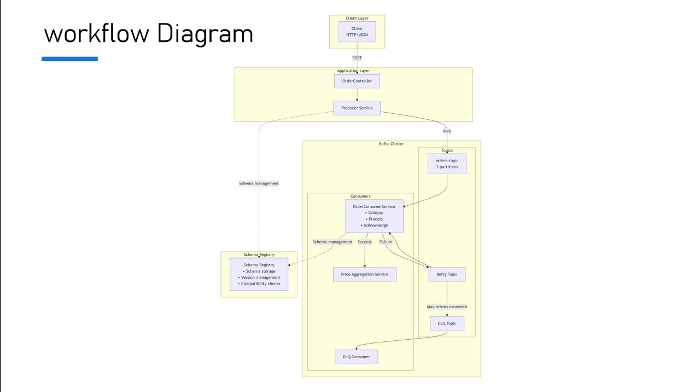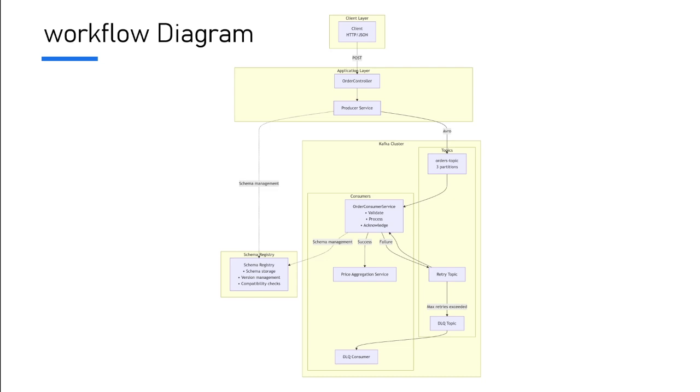The producer service takes that JSON data and serializes it into our binary format. This makes the message much smaller and more efficient. The producer then publishes this Avro message to our Kafka cluster.